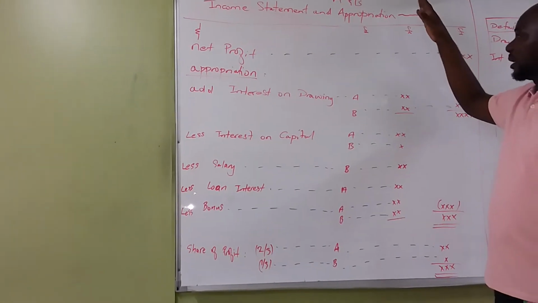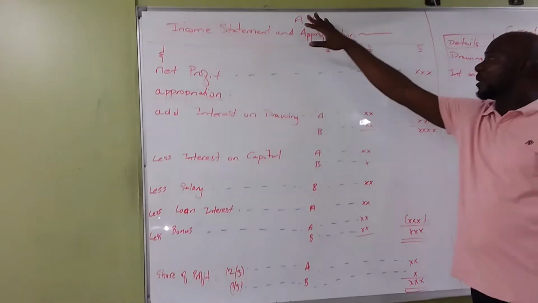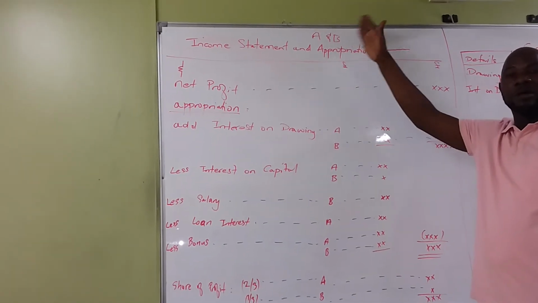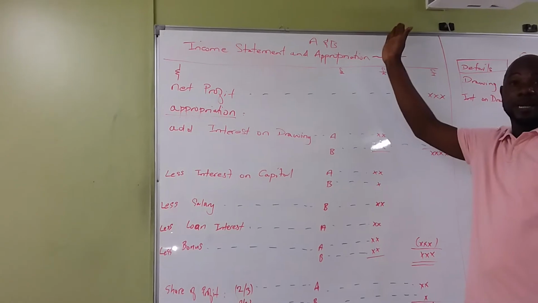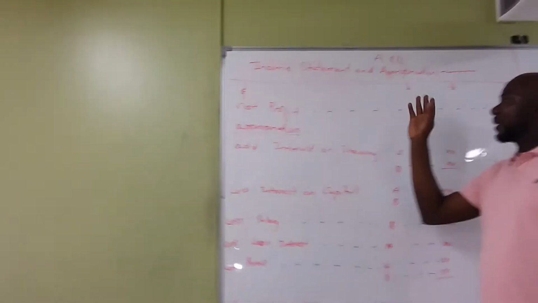And this question, this extract that we'll be looking at, because this is pretty much the extract, is for partner A and partner B. In other words, Tom and Jerry. In other words, Sam and Adam. Right? So we're going to look at the income statement first.